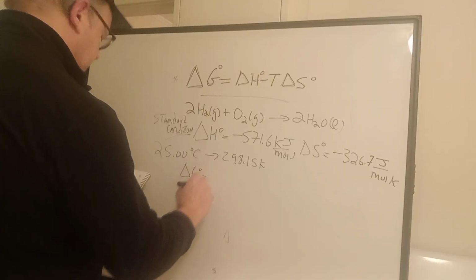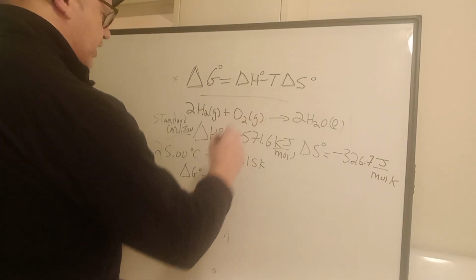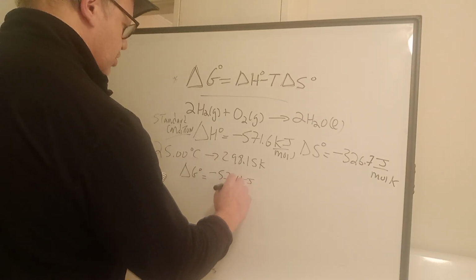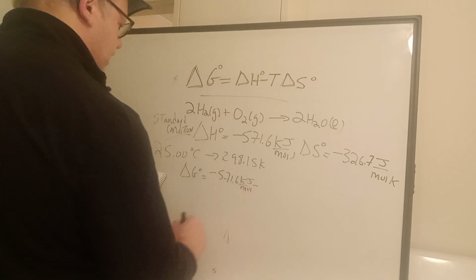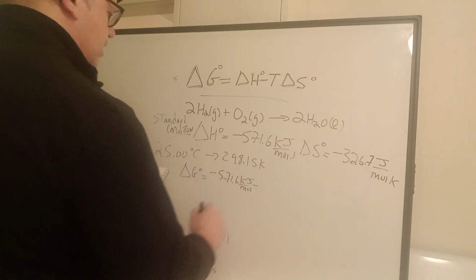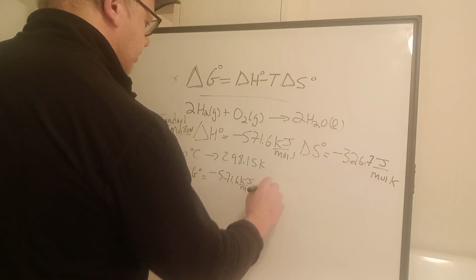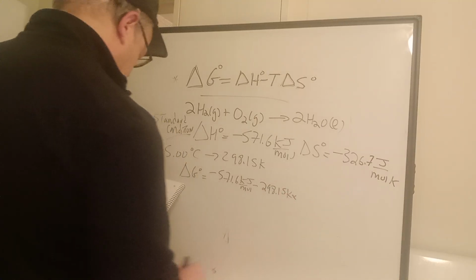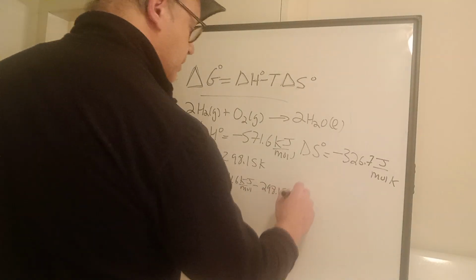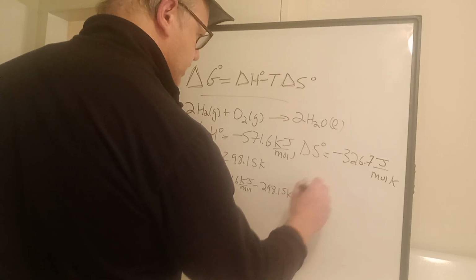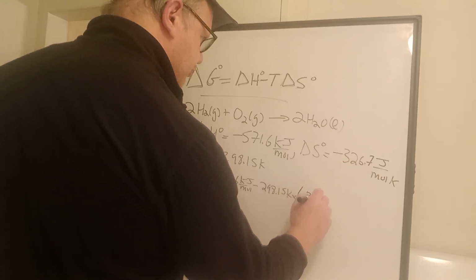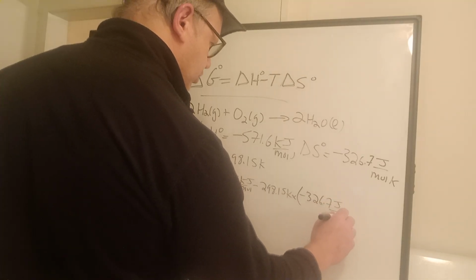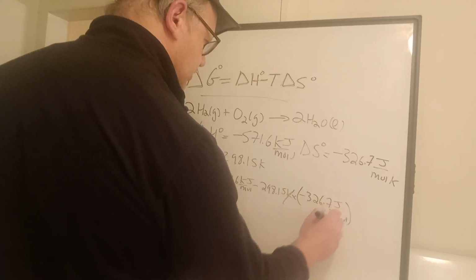Delta G naught is equal to, we'll put it in kilojoules, negative 571.6 kilojoules per mole. We have the temperature in Kelvin. Need that, can't put it in Celsius, it won't work. Then we have the entropy, the molar entropy, negative 326.7 joules per K mole. Mole K doesn't make a difference, the Kelvins cancel.